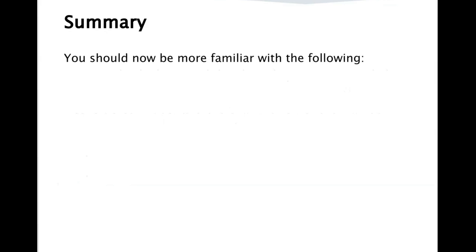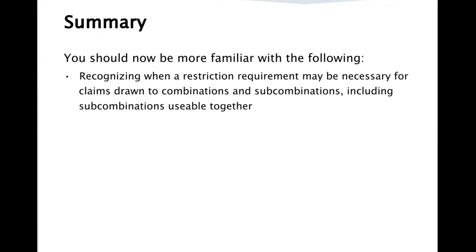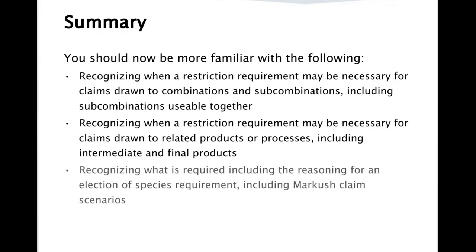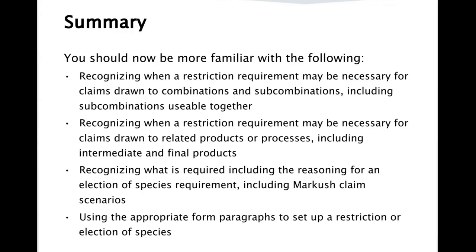You should now be able to recognize when a restriction requirement may be necessary for claims drawn to combination, subcombination, subcombinations usable together, and related products or processes, including intermediate and final products. In addition, you should be able to recognize situations where an election of species should be made, including Markush claim scenarios. Lastly, you should know what form paragraphs to use to set forth restrictions or election of species.